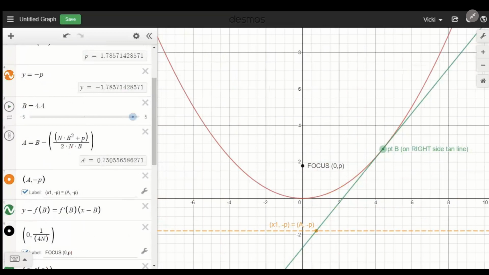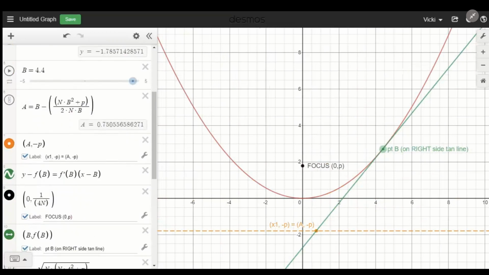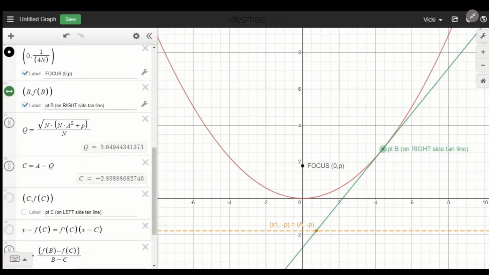And now the only way to make this work is if what you use for point C has its tangent line also go through (A, negative P). So you have to set that up very carefully, and we'll talk about it over on the board. But after you do all this math and rearrange things, here's my point C, and its tangent line is y minus the y coordinate of this, which is f of C, is the slope, which is the derivative at C, times x minus C. And notice they intersect right here at (A, negative P).